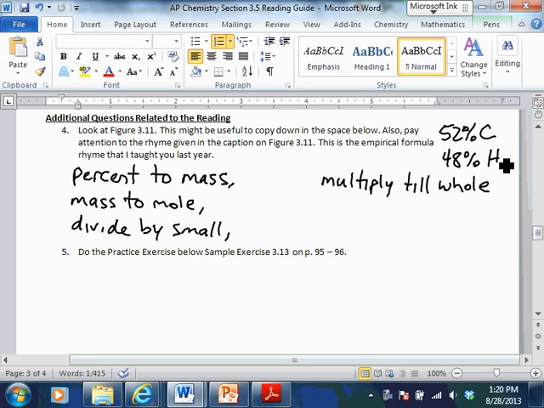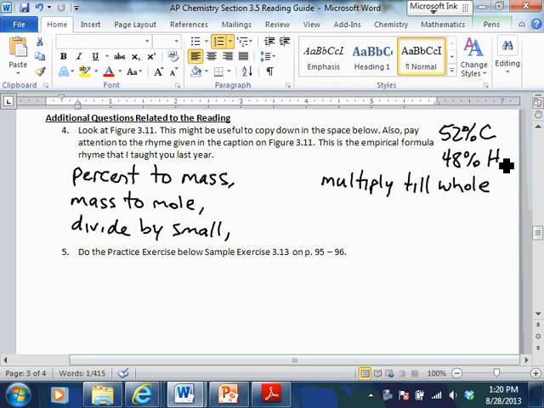Okay, so what are you going to assume here? We make an assumption when we go from percent to mass. Do you remember what it is? You don't have to assume a 100-gram sample, but just to make life easy, let's assume we have 100 grams. If we have 100 grams of this sample, 52 grams is carbon, 48 grams is hydrogen. The only thing that really matters is the ratio there, okay? So that gets you from percent to mass.